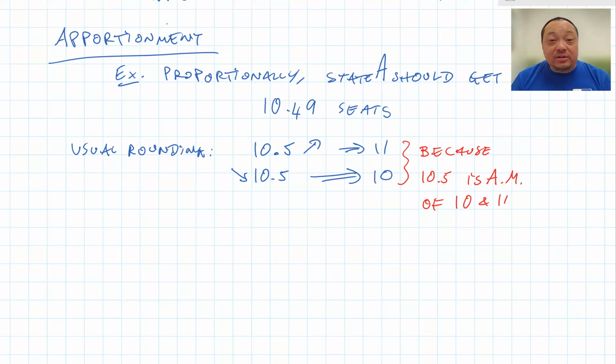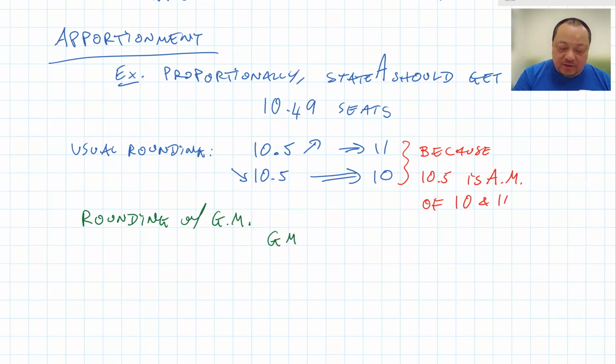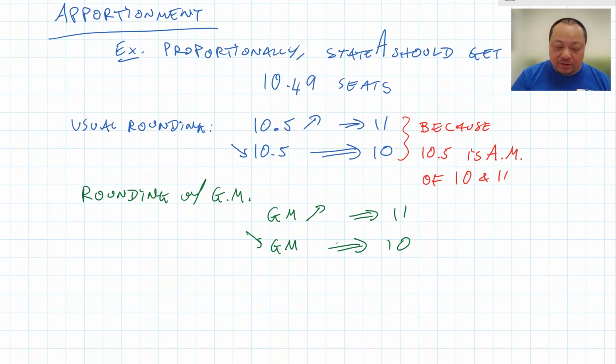Well, Congress says, you know what? We're not going to do arithmetic mean. We're going to base it on the geometric mean. This has been the law since 1941. It says if it's the geometric mean or more, then it goes up to 11. If it's less than the geometric mean, then it goes down to 10. That's the rule used in Congress.